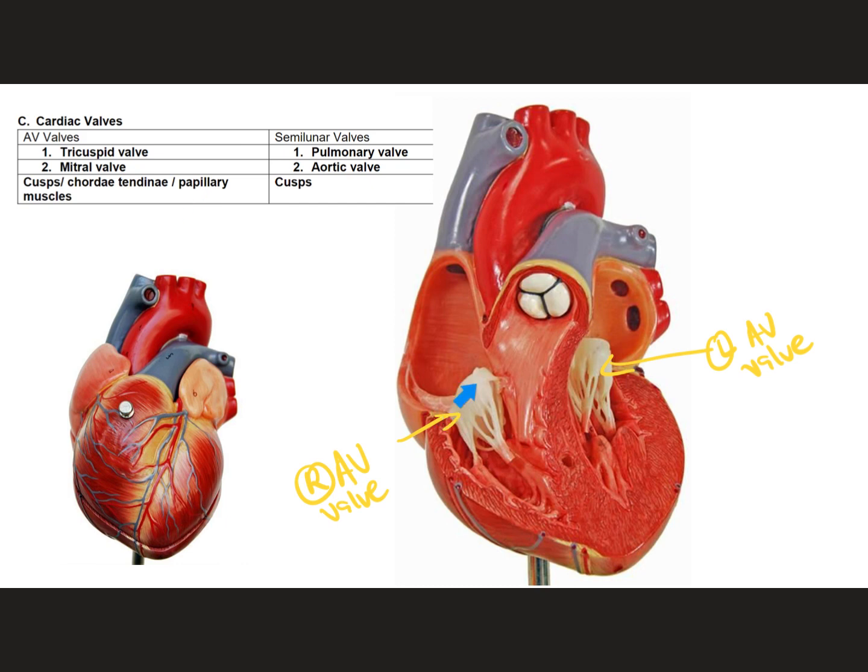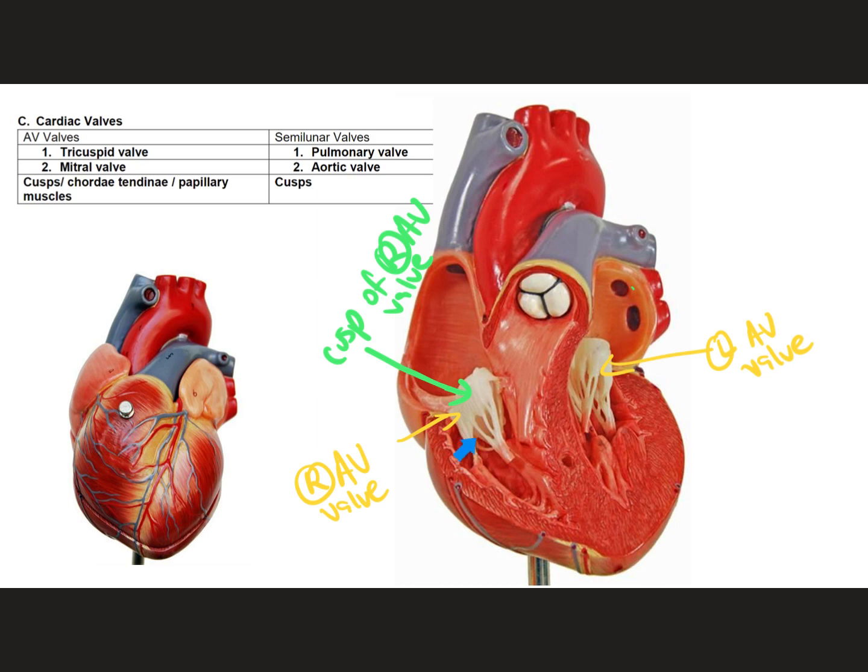The widest flat part of the valve is known as the cusp. Our right AV valve is known as the tricuspid valve because there are actually 3 cusps that make up this valve. Our mitral valve, or left AV valve, is also sometimes called the bicuspid valve because it's made of 2 cusps.